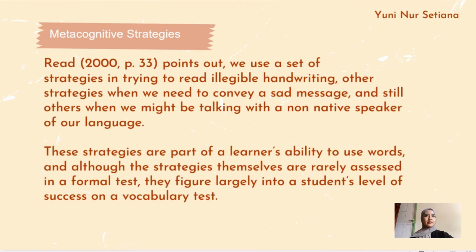The last component is metacognitive strategies. According to Read in 2000, we use a set of strategies in trying to read illegible handwriting, other strategies when we need to convey a sad message, and still others when we might be talking with a non-native speaker of our language. Second language learners often use metacognitive strategies to overcome their lack of vocabulary knowledge when they are communicating. Most often they practice avoidance, such as using alternative lexical items, because they are not sure of the exact word to use, the correct pronunciation, or the appropriate grammatical form.